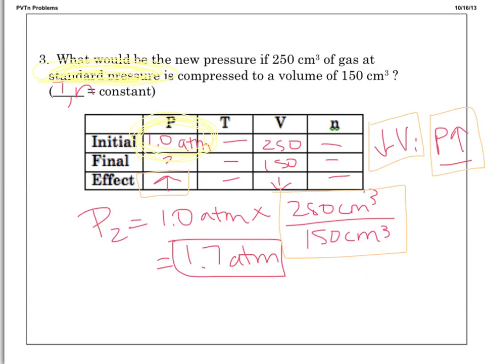So therefore, 1 times 250 over 150 gives us a larger number, because we said again that our pressure wants to increase. And our final answer here is 1.7 atm. And does it make sense? Yes, because our pressure went up, so we did this one right. All right, and on to our next slide.